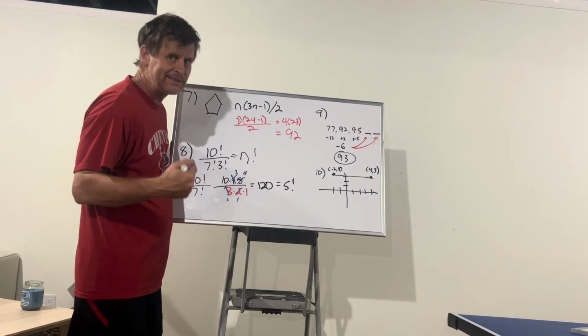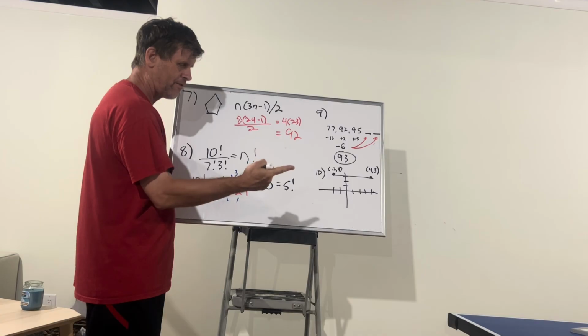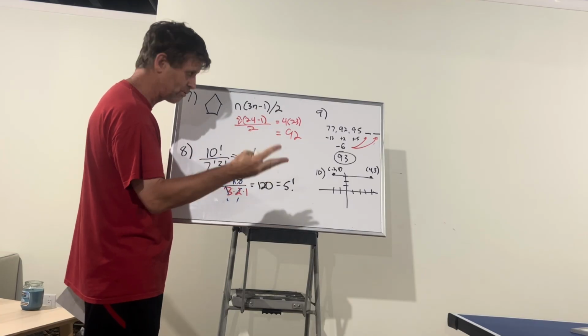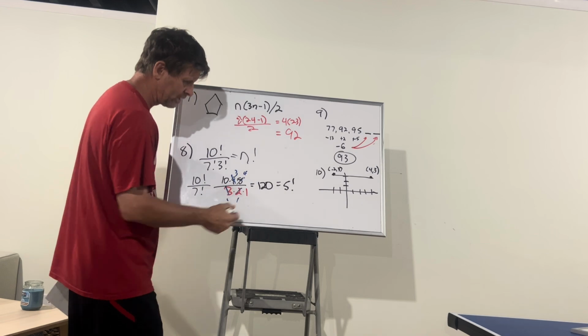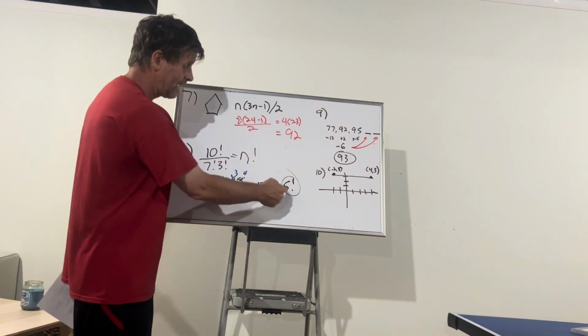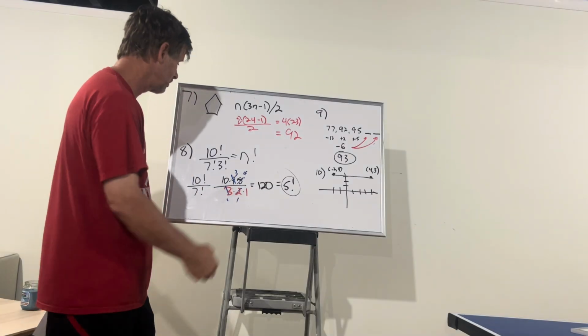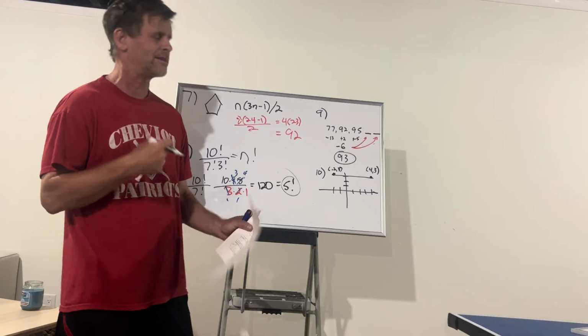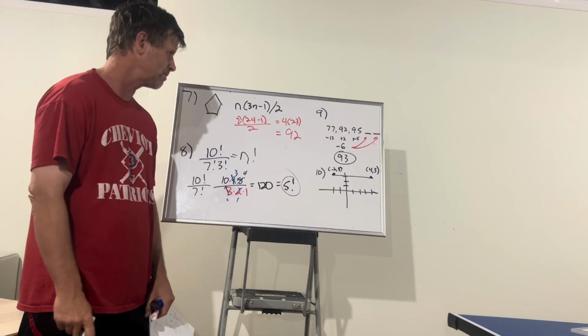120, is that a factorial? Yes. 5 times 4 is 20, times 3 is 60, times 2 is 120, times 1 is 120. So 5 factorial is 120. So the answer was 5. What is n? Okay. The next one, I love these. These are just one of my favorite kind of trick problems.